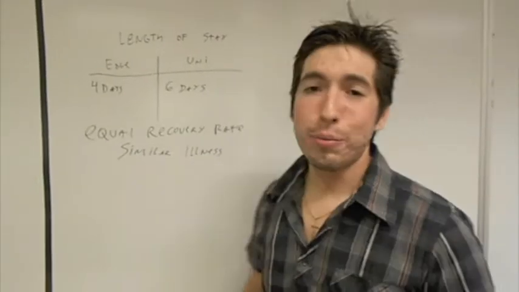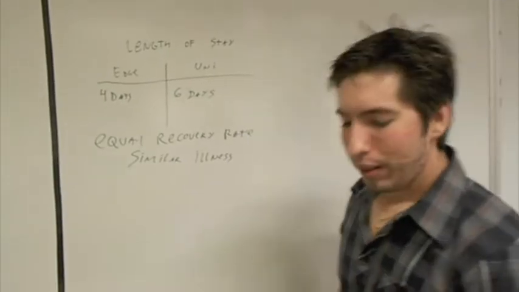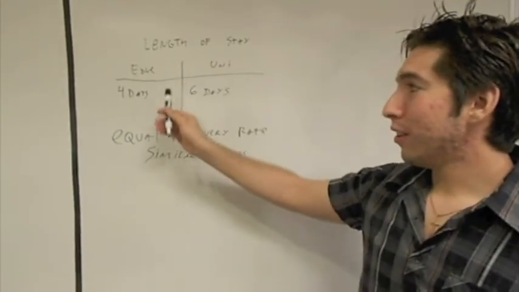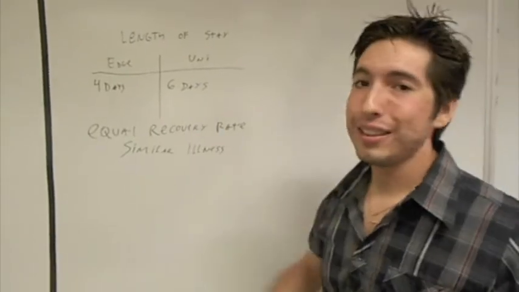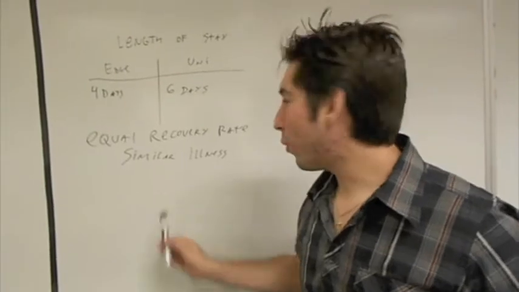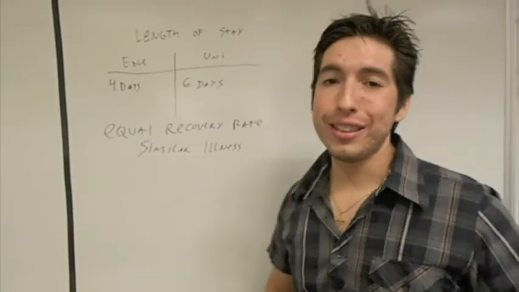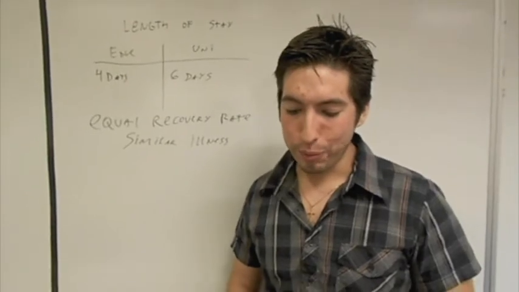Question number 2 talks about the length of stay at Edgewater Hospital and University Hospital. We learned that the average stay at Edgewater Hospital is 4 days, while it is 6 days at University Hospital. However, we're also told that they have equal recovery rates for similar illnesses. The question that we were asked is, what is the flaw in the argument?